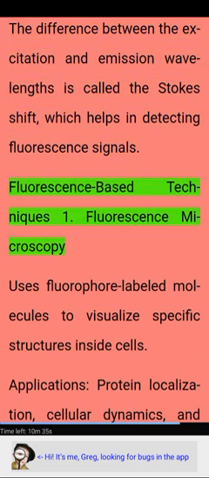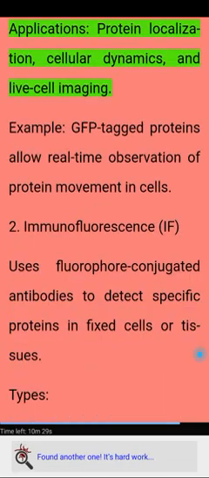Fluorescence-based techniques. 1. Fluorescence microscopy. Uses fluorophore-labeled molecules to visualize specific structures inside cells. Applications: protein localization, cellular dynamics, and live cell imaging. Example: GFP-tagged proteins allow real-time observation of protein movement in cells.